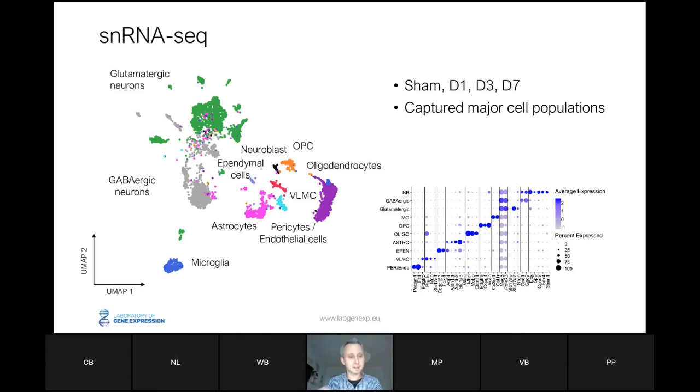transcriptomics doesn't have single-cell resolution. So to get single-cell resolution, we also generated single nucleus RNA-seq data. We captured the major cell populations, but we shortly commented on neurons, where we didn't see any major effects. That could be because maybe we didn't have enough cells to detect some neuroregeneration, or our time points are so early to detect such changes. But anyway, we are more interested in the glial cells, so we look at them in detail.